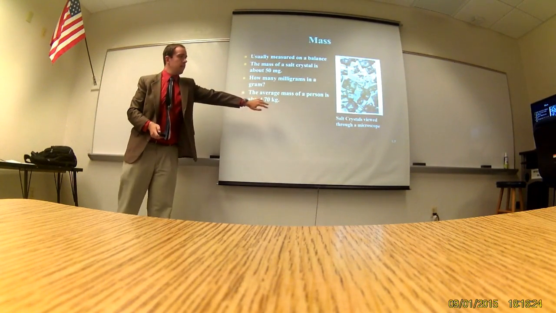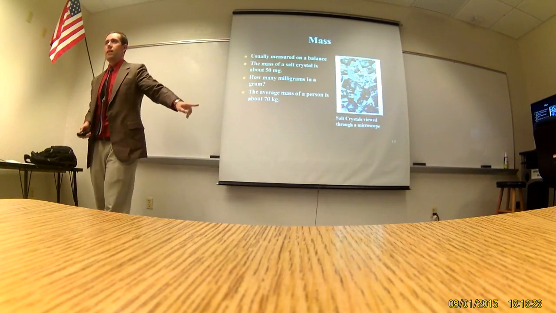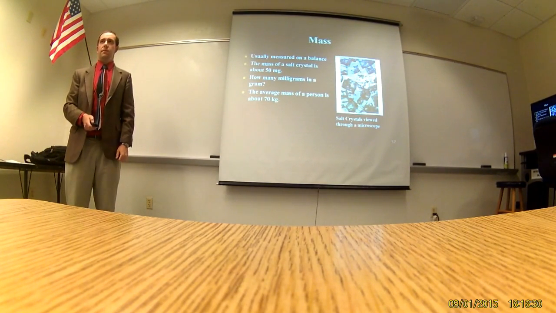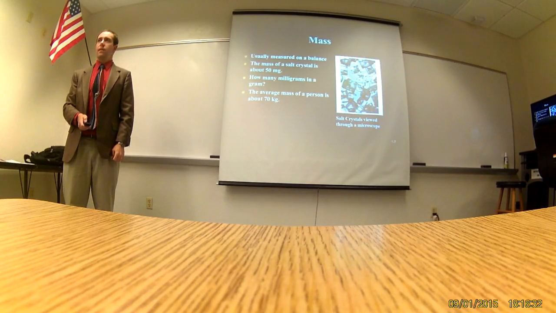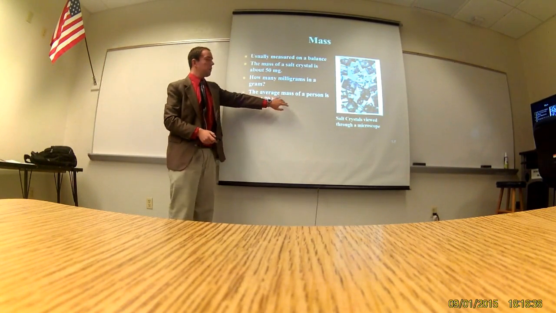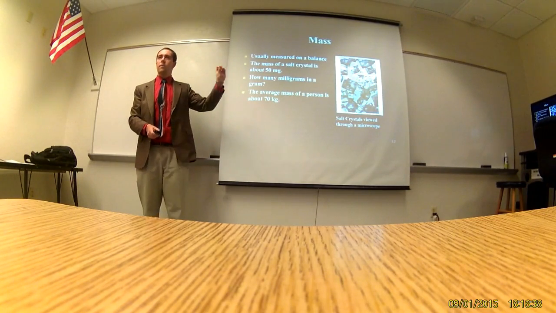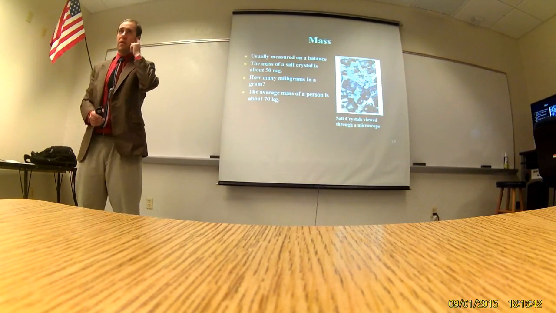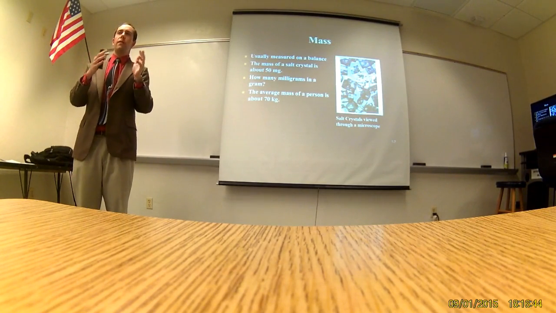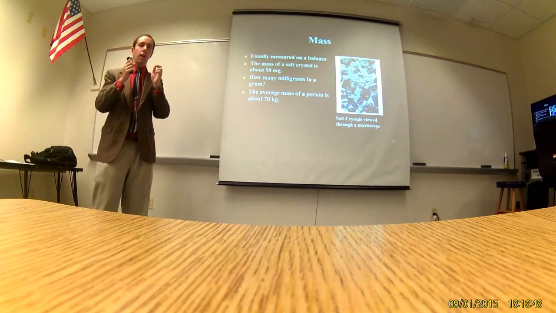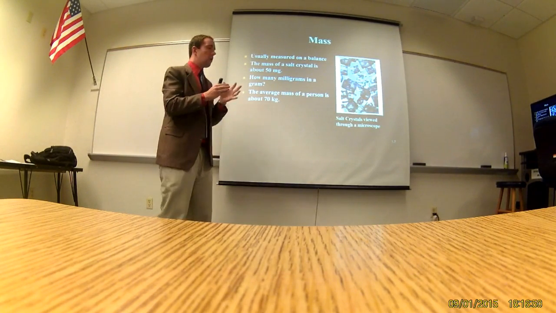A person is about 70 kilograms. How many grams is 70 kilograms? 70,000, exactly. Take that number and multiply it by 1,000. Kilo means 1,000. In my mind, what helps me figure out whether you need to multiply or divide is to think about which one is bigger. What's bigger, a kilogram or a gram?